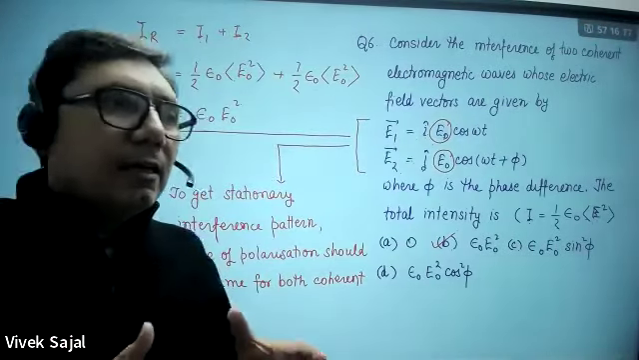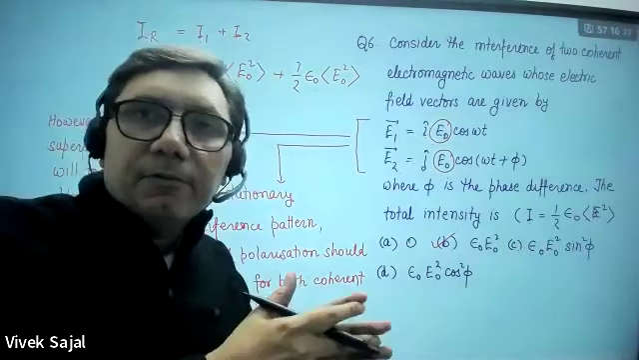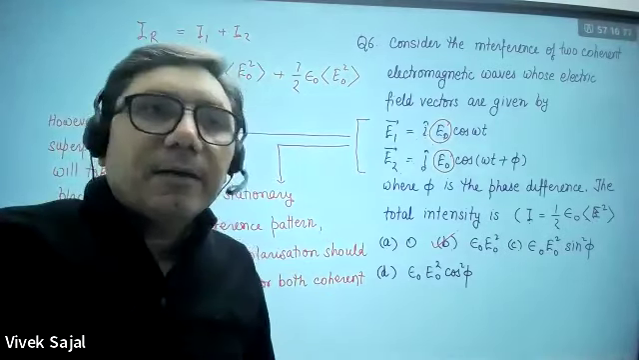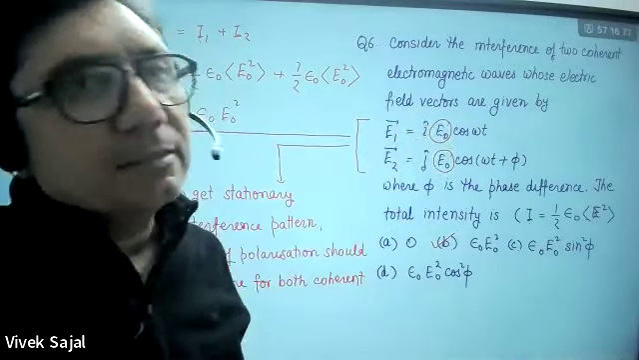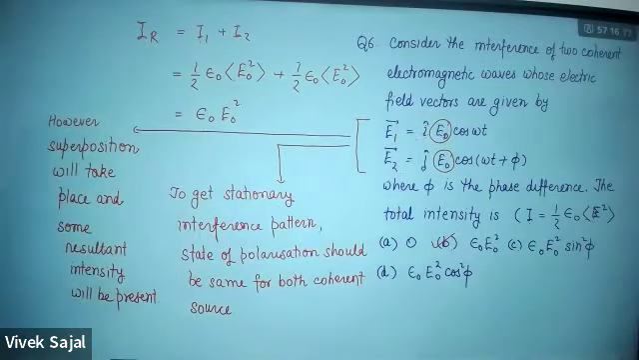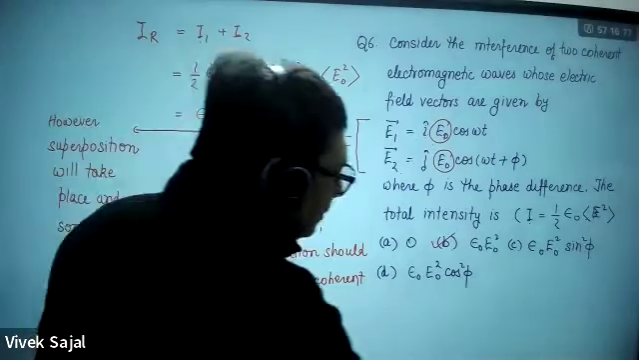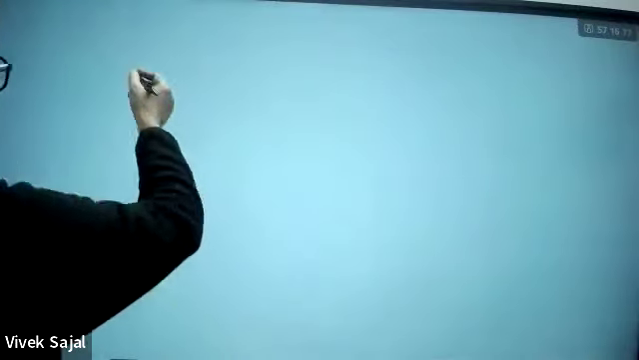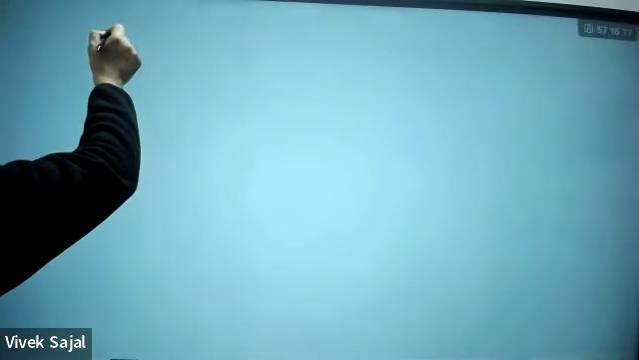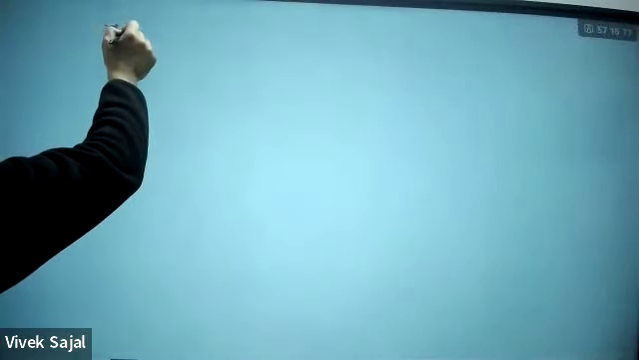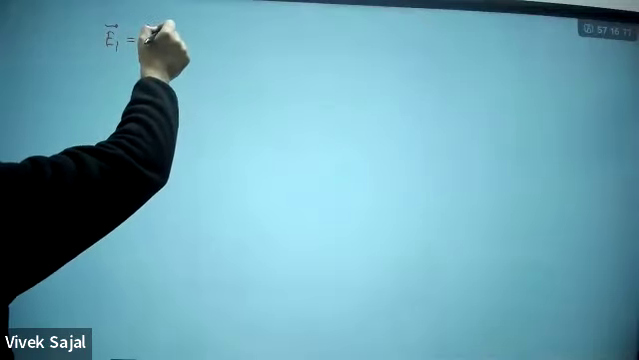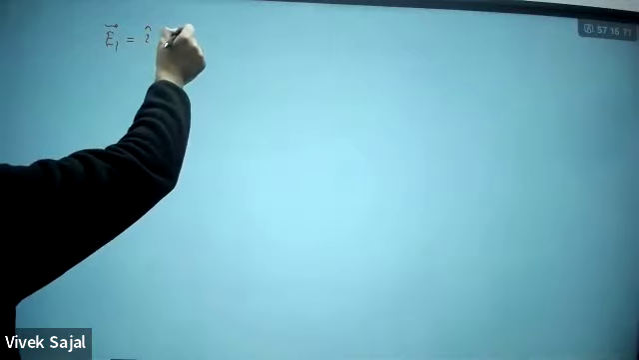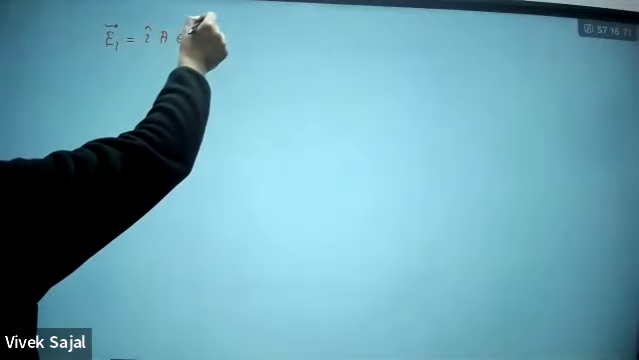So here actually that type of redistribution of intensity is not there. Maxima is not formed, minima is not formed, and the reason is their state of polarization is not same. I can show you in a simple manner other than this. I'm making it simpler. Suppose this is E1, and E1 is I cap A e to the power iota omega t.